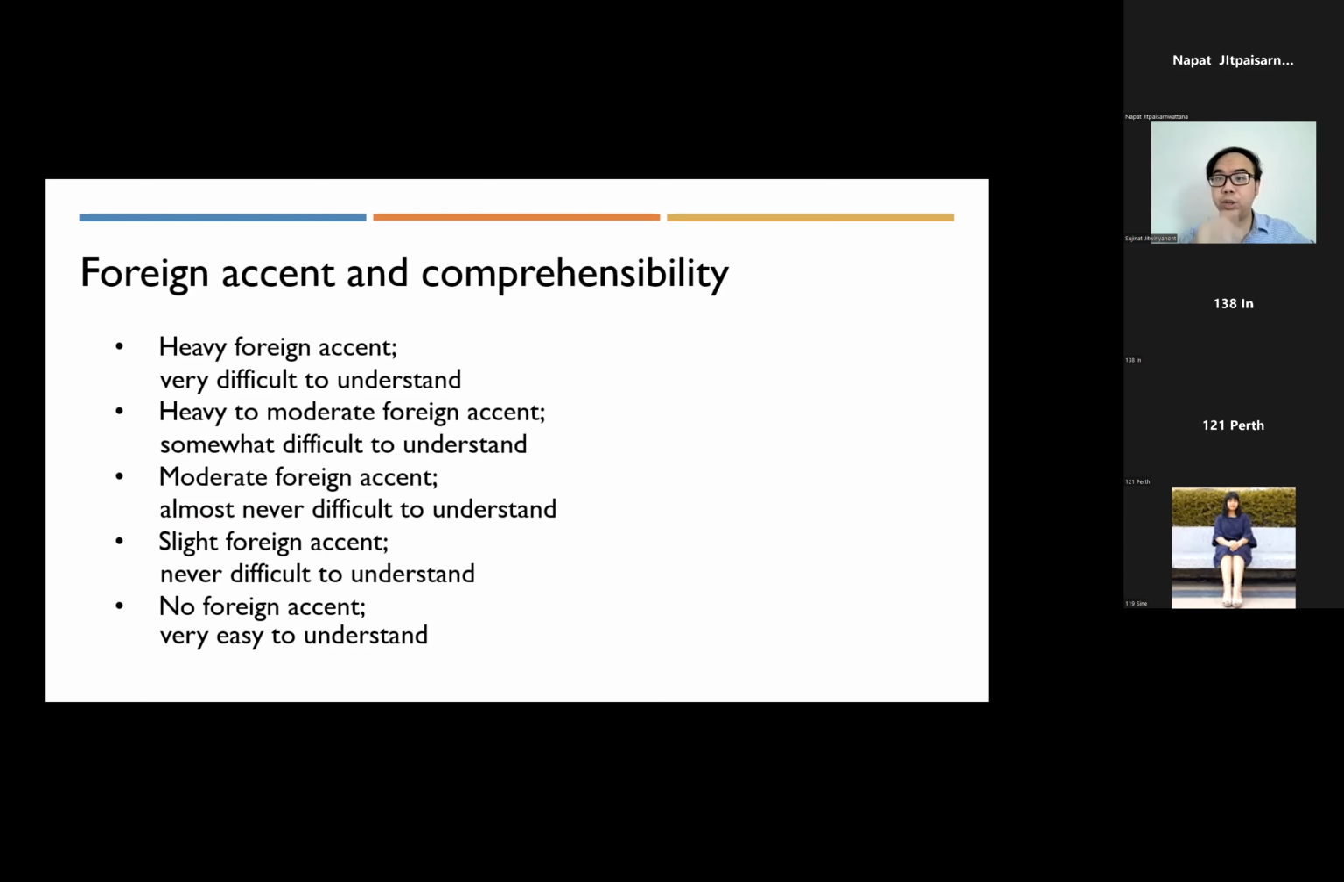So if you want to set your goal of your pronunciation, I would suggest that you start from level 3. Moderate foreign accent, almost never difficult to understand. That accented pronunciation would be great for communication, right?